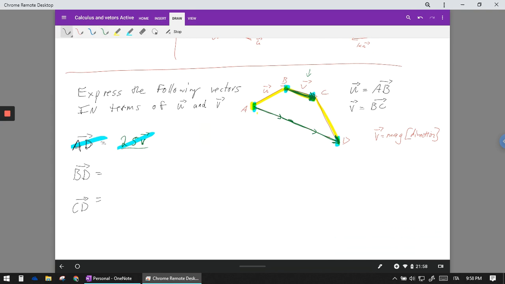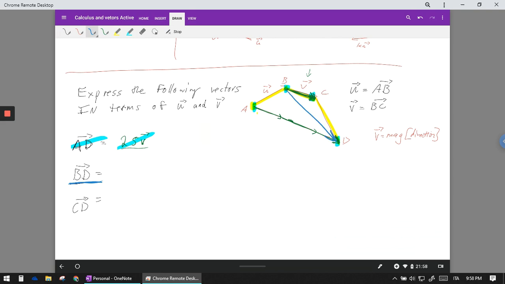So let's express BD. I've used green, I've used red, I used black. I'm running out of colors. Here I got blue. Let's use blue. Here, BD is this vector. Oh my! There it is. It goes like that.